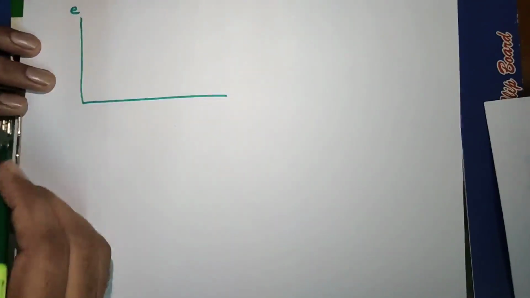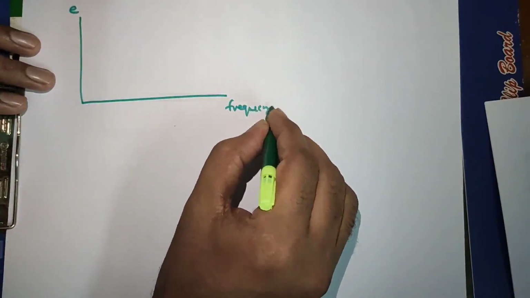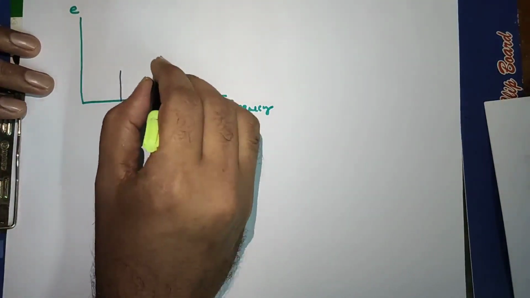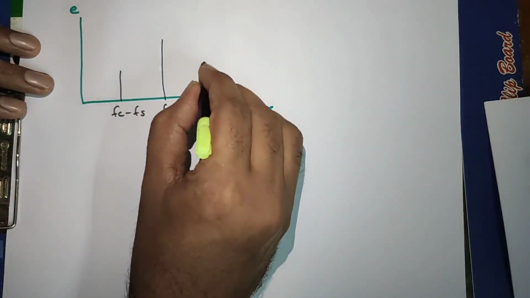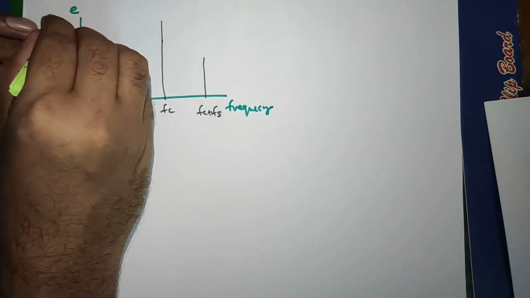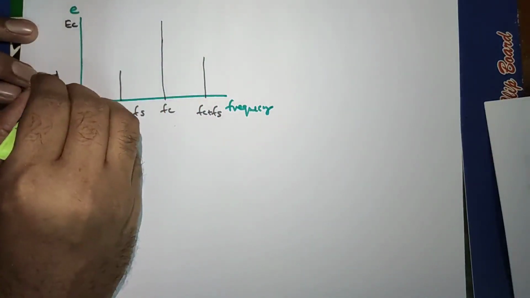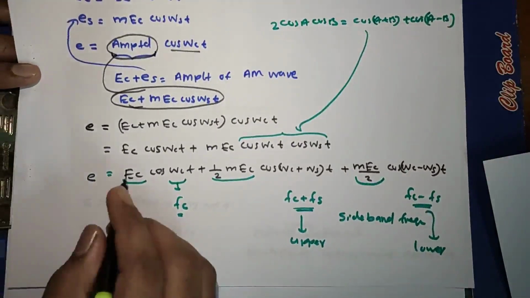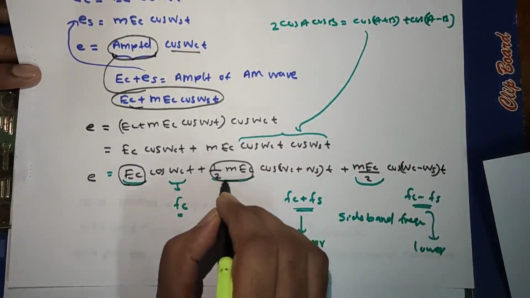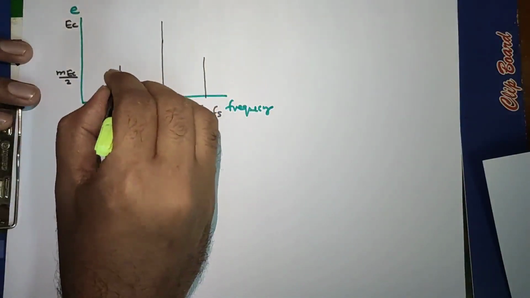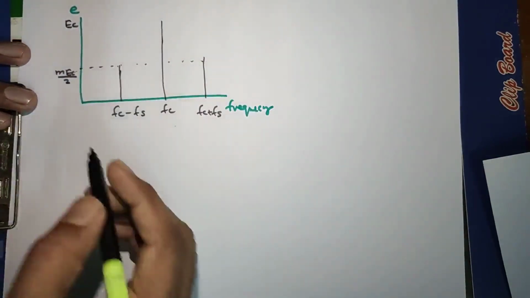So if I plot a graph between the instantaneous voltage E versus the frequency, then you have a component FC minus Fs, another component FC, and a third one FC plus Fs. The amplitude of the FC term will be equal to EC, and the amplitude of FC minus Fs will be equal to MEC by 2. That is what we got in our theory here. First amplitude EC, second one MEC by 2, and third one also MEC by 2. So these two will have the same amplitudes, MEC by 2, and the other amplitude is EC.